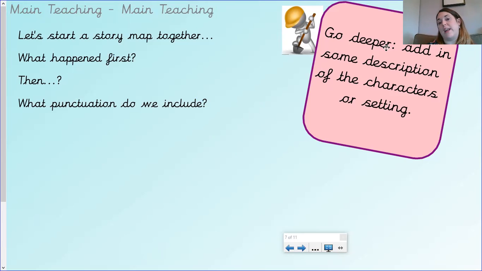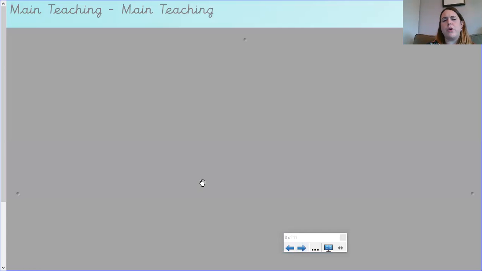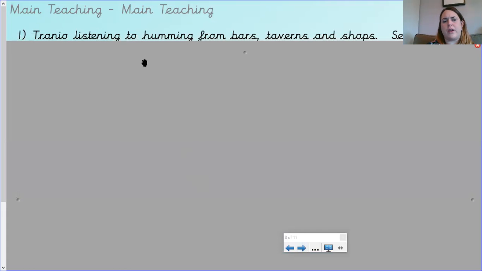I put a little reminder here. Those of you who are going to go deeper today, you're going to add some description of the characters or the setting. But that detail is what makes a really good story map. Before we can start drawing our story map, we need to remember the order of the events. So I've had a go.